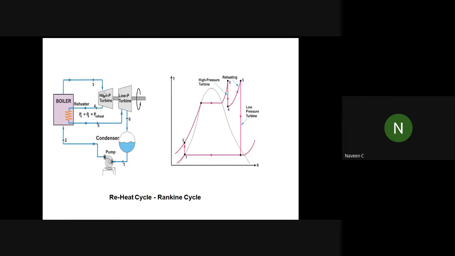So you can see here, once this steam has flowed through the high pressure turbine, again the steam is getting reheated. Why is this done? Mechanical engineers, please note: once the steam is expanded, what will happen? The pressure will drop and the volume of the steam will increase, because you know that P and V are inversely proportional. So if you have steam at a lower pressure, there is a chance of getting moisture.